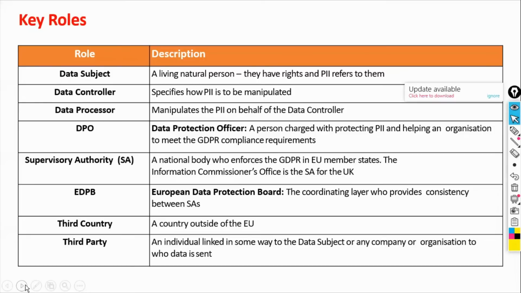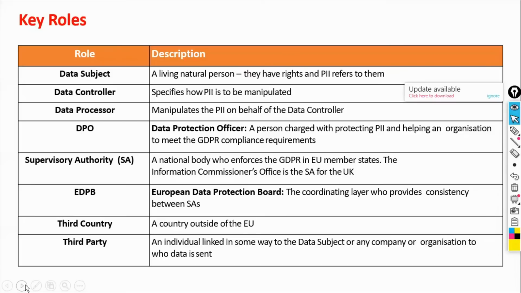DPO, what is DPO? DPO is data protection officer. Basically, he or she would be a person who is responsible for protecting the PII, personally identifiable information, within the organization. In the same way, who would be the supervisory authority? Various countries have their own data privacy related framework. There is a supervisory authority based in each country. So those would be the supervisory authority.